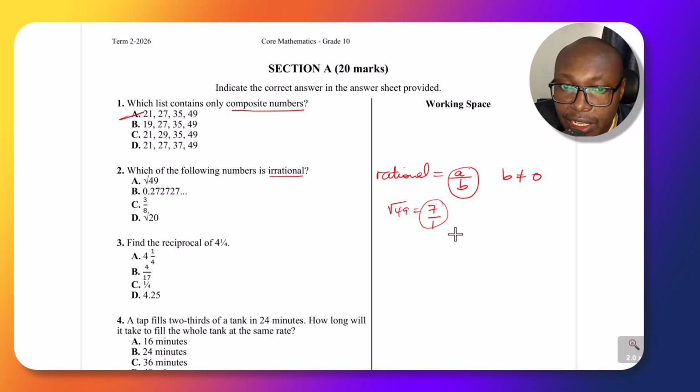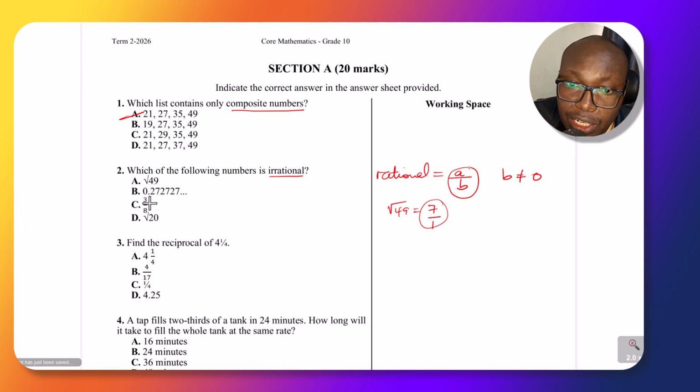So in that case, B is a rational number. B is also a rational number. And I would like you to check that. Try to express 0.2727 as a fraction. You'll notice that it is possible to express it in this form, A over B.